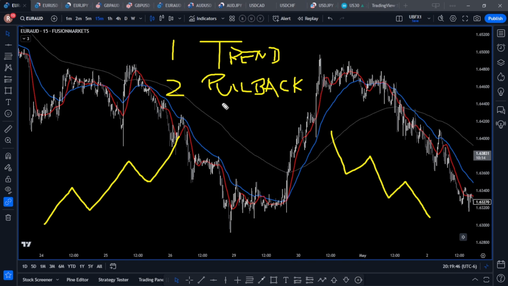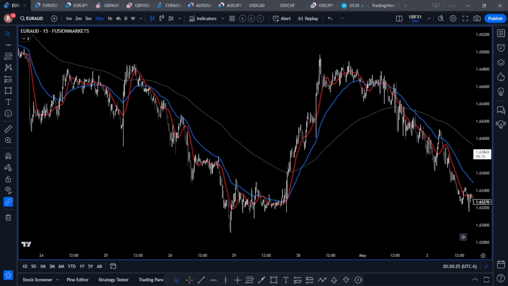So after we get that pullback in this zigzag pattern, we need an entry. We need a signal. So we're looking at trend, pullback, entry. Now, writing with my mouse is terrible, but you can read this. Trend, pullback, trade. So what we're looking for is an entry signal after a pullback. And these become the three pillars of your trading system.